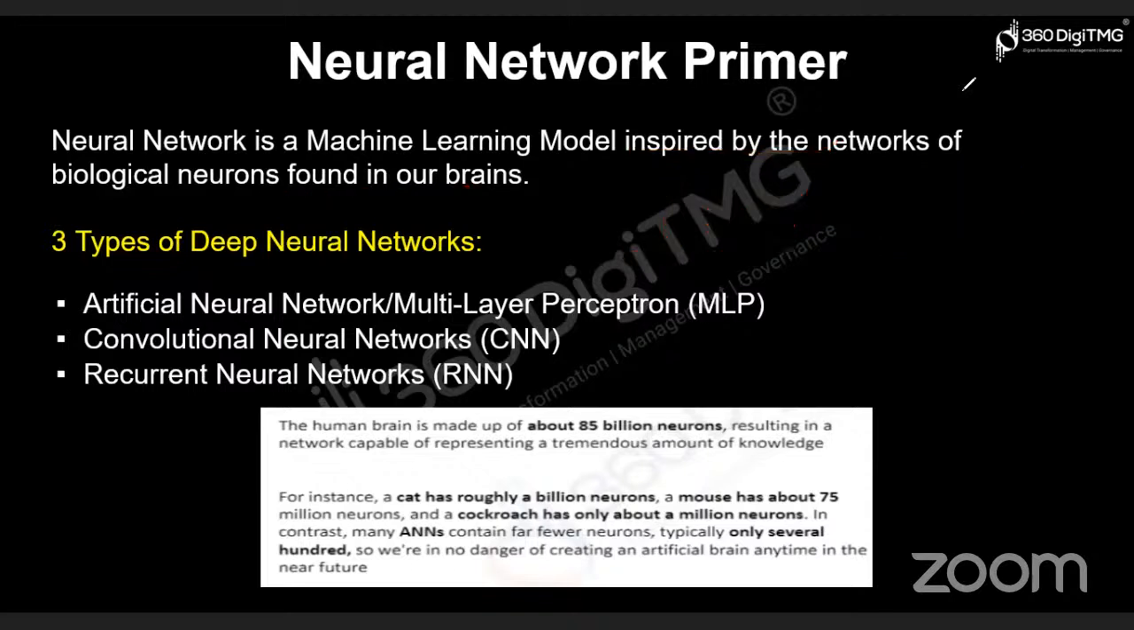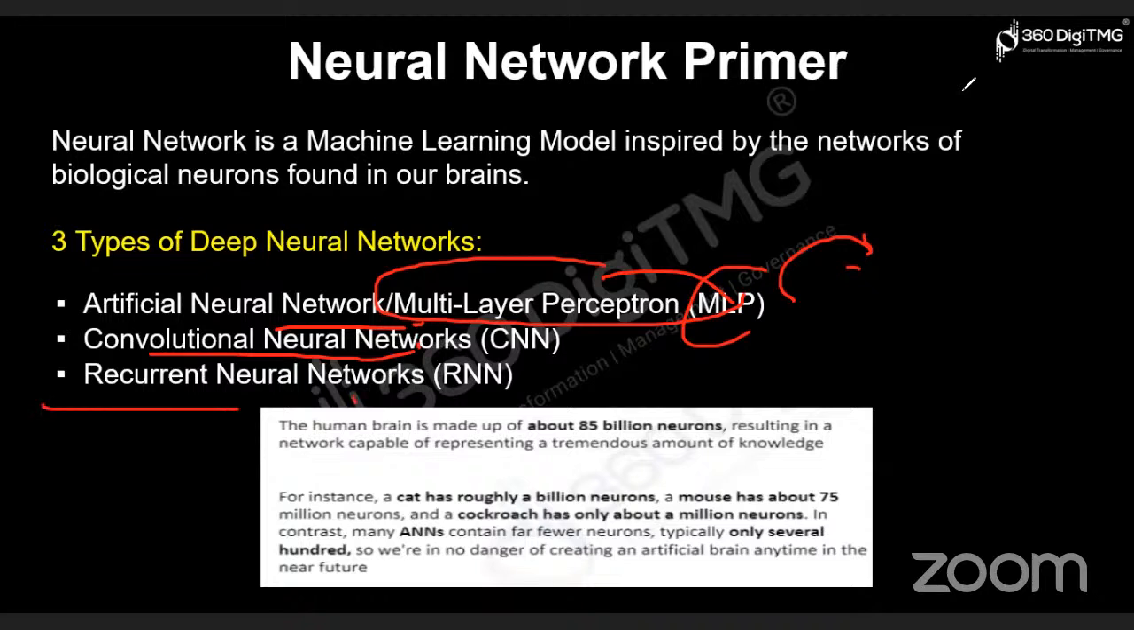So we have 3 types of deep neural networks. One is the artificial neural network, which we can also call a multi-layer perceptron. We'll discuss more about the multi-layer perceptron. And then we'll be having CNN, that is the convolutional neural network, and then we'll be having the recurrent neural network. These are the 3 types.